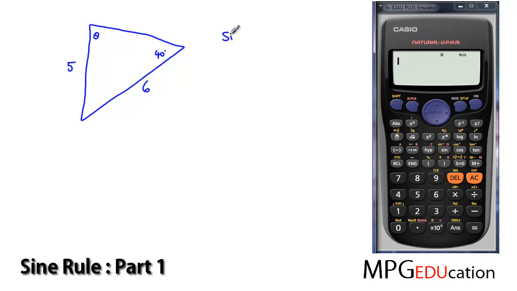Here is the sine rule that we will use. Sine A over A equals sine B over B. The reason why we've used this rule with sines at the top of the fraction is because we're after an angle. We're after an unknown angle.